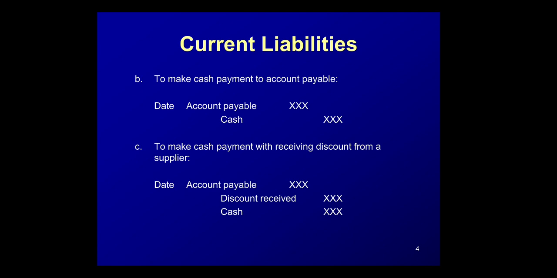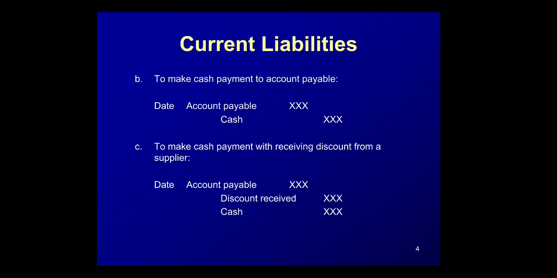And then the next thing about recording transactions related to account payable is to make cash payment while receiving a discount from a supplier. Okay, sometimes if you make purchases on credit, the supplier will give you purchase discounts if you pay quickly. This is one way that the supplier can motivate people to pay quickly. So they offer a purchase discount.